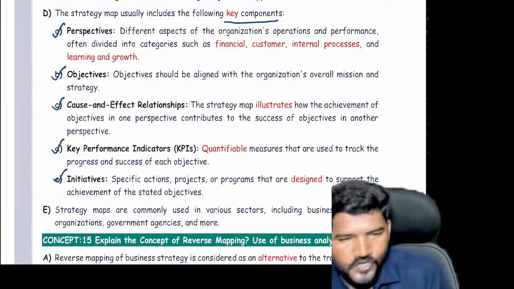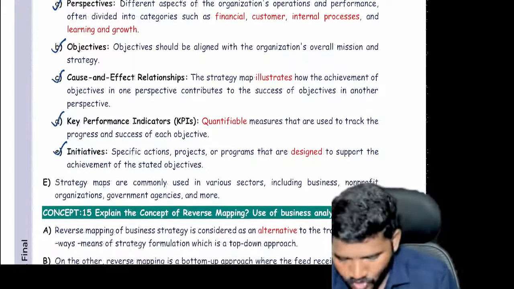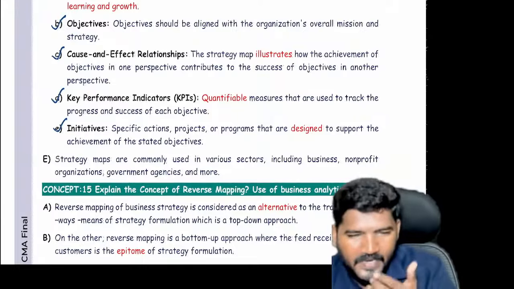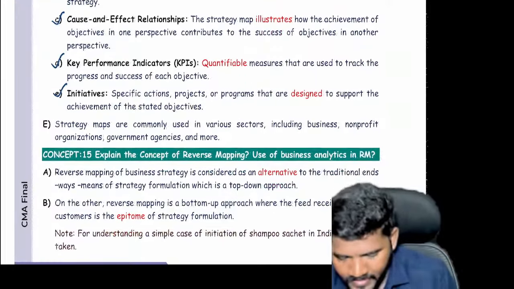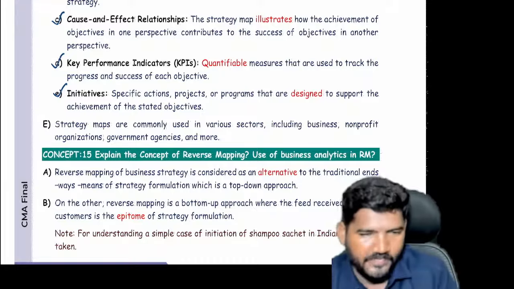Next, objectives. Why are you starting this business? That is called the objective. Next, cause and effect relations. Next, key performance indicators: how do I assess my results? That is with the help of key performance indicators. Next, initiatives. Initiatives means cross-check.